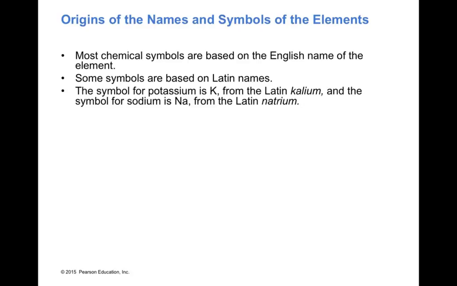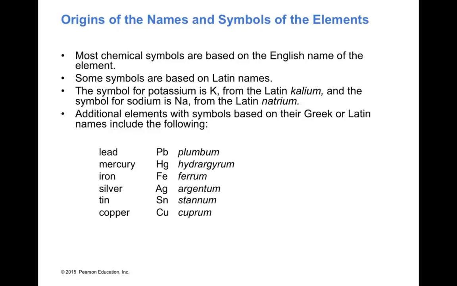The symbol for potassium, that is K, is from the Latin kalium, and the symbol for sodium, that is Na, is from the Latin natrium. So that's why potassium is K, because that K comes from the Latin name of potassium, that is kalium, and the Na from the Latin name natrium for sodium. Additional elements with symbols based on their Greek or Latin names include the following.